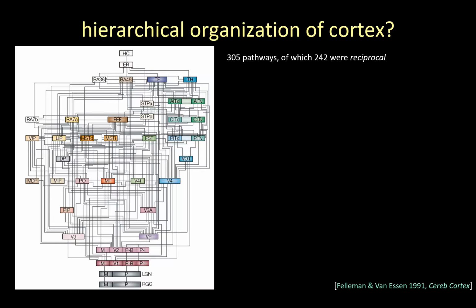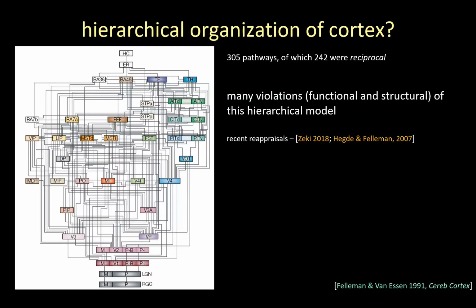You can see here that this is a pretty useful schematic. Of course, it's a summary. There are many violations of this model, both functional and structural, and there have been some recent reappraisals of this strict hierarchical view of the cortex. But still, it's appealing to think that if we can define these feed-forward and feedback projections, it's very attractive to try to assign a level to each cortical area in this hierarchy.